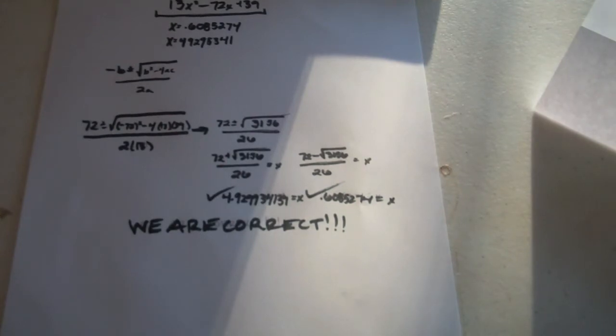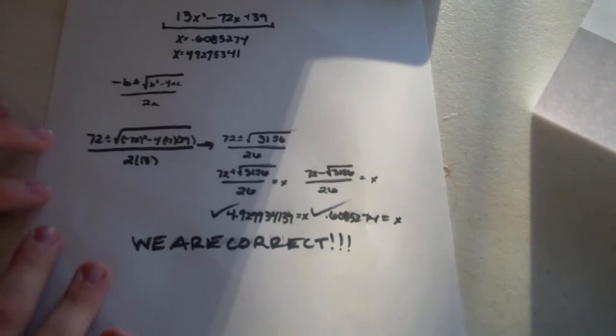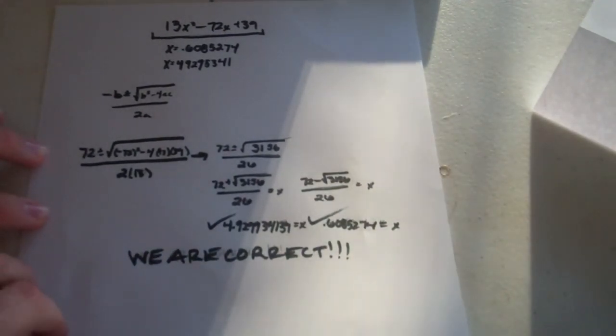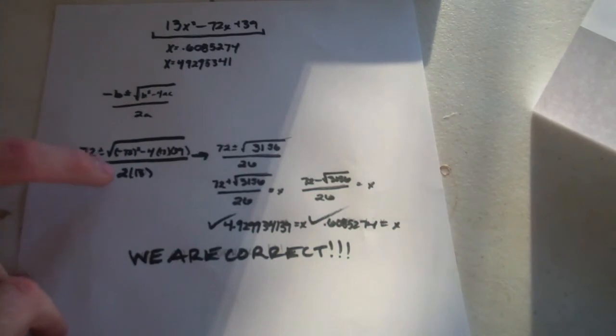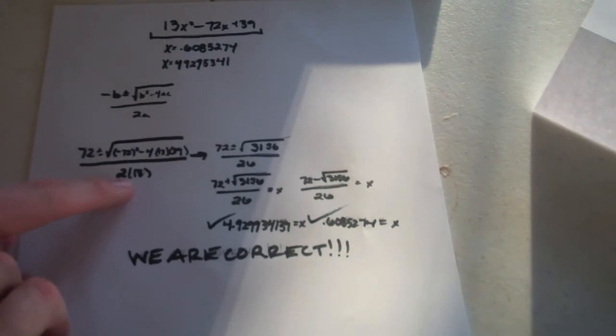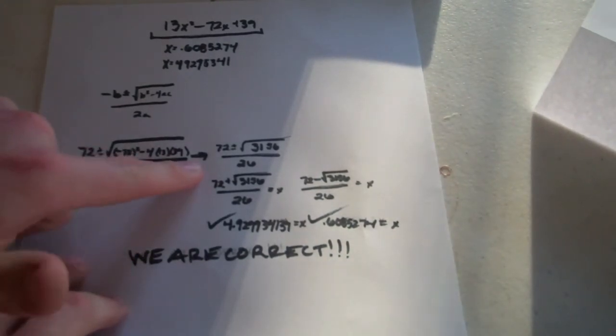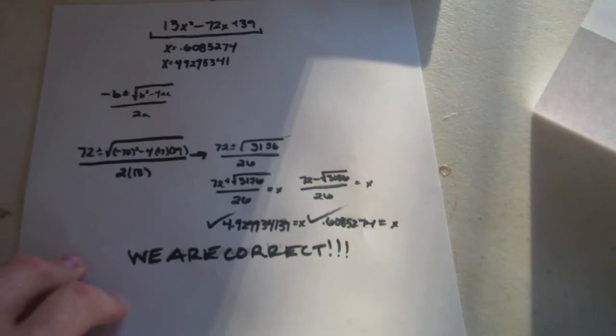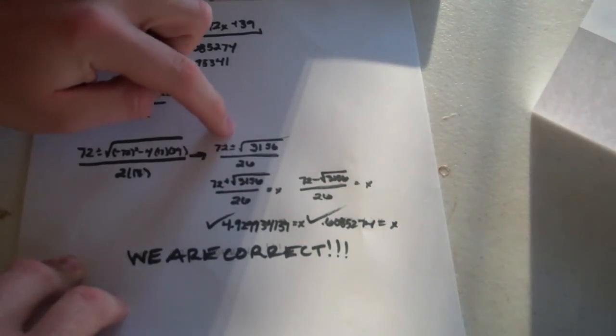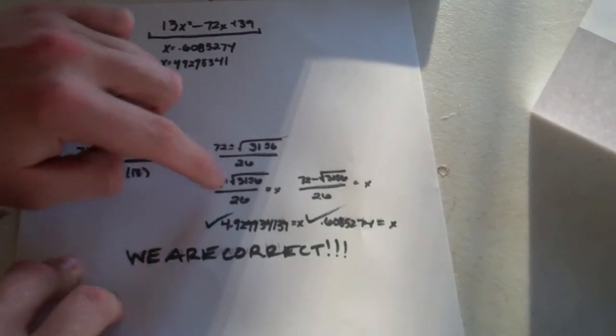Keep in mind the quadratic formula is as follows: negative b plus or minus the square root of b squared minus 4ac, all over 2a. And this 13 here is your a, this negative 72, keep in mind it's negative, is your b, and this positive 39 here is your c. So we're just going to fill in the numbers and get our answer. We have 72 plus or minus the square root of negative 72 squared minus 4 times 13 times 39, all over 2 times 13. I went ahead and used my calculator to find these numerical values. So we have 72 plus or minus the square root of 3,156 all over 26.